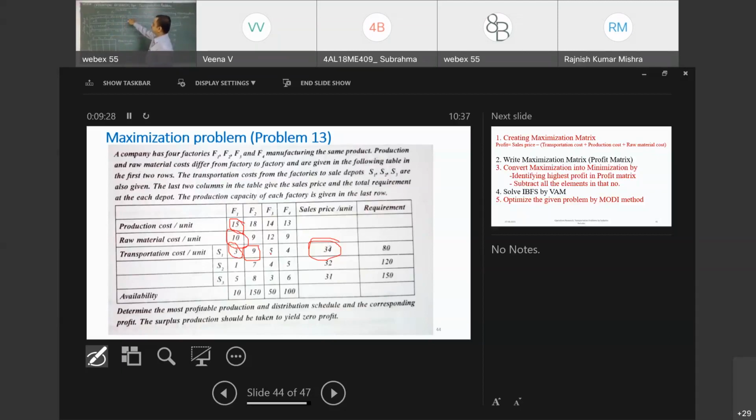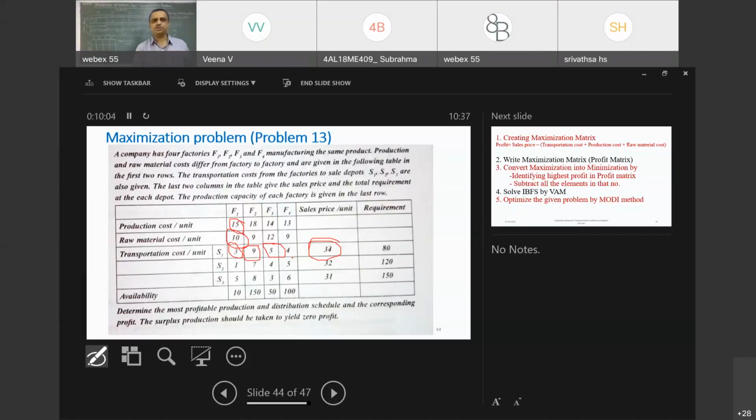Next, for F3: 34 minus 14 plus 12 plus 12. So how much is it? 26, 31. So it will be 3. Likewise, you need to calculate for all the cells. Do it now. And for the fourth one, do it for all the cells.